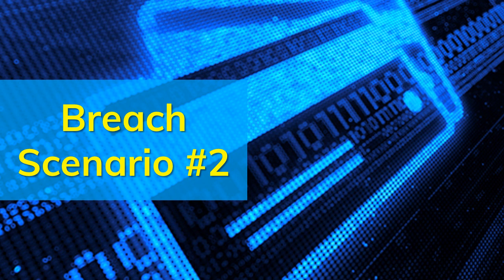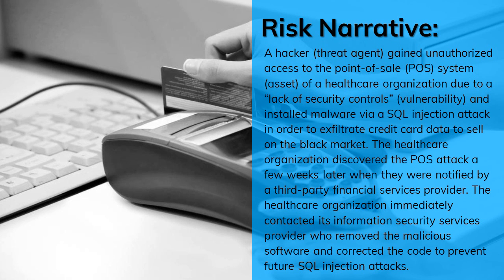Breach scenario number 2. The risk narrative: a hacker, the threat agent, gained unauthorized access to the point-of-sale system, the asset, of a healthcare organization due to a lack of security controls, the vulnerability, and installed malware via a SQL injection attack in order to exfiltrate credit card data to sell on the black market. The healthcare organization discovered the POS attack a few weeks later when they were notified by a third-party financial services provider. The healthcare organization immediately contacted its information security services provider, who removed the malicious software and corrected the code to prevent future SQL injection attacks.